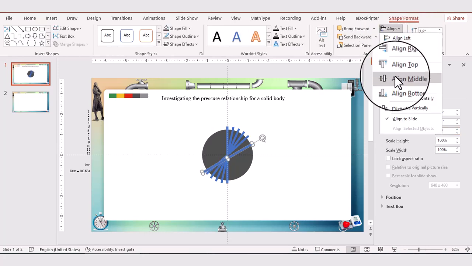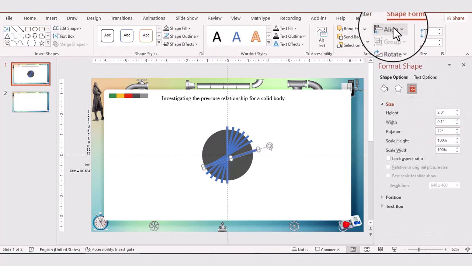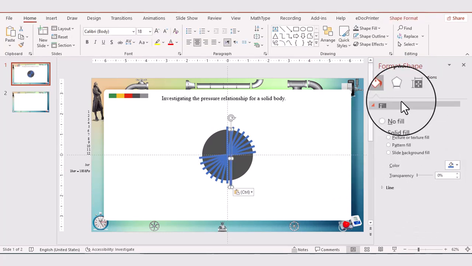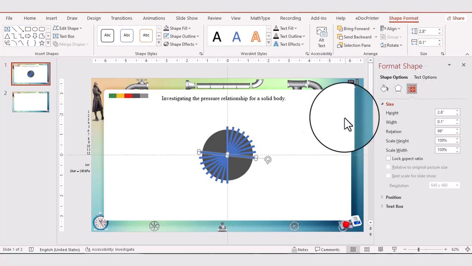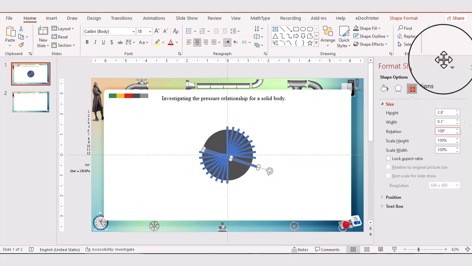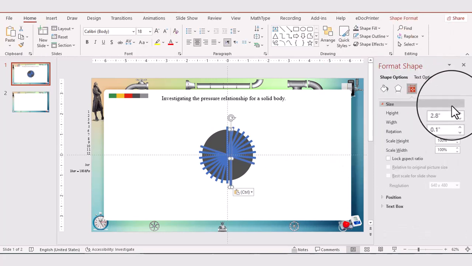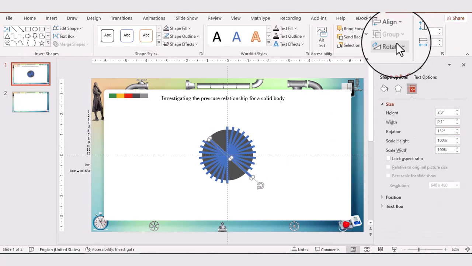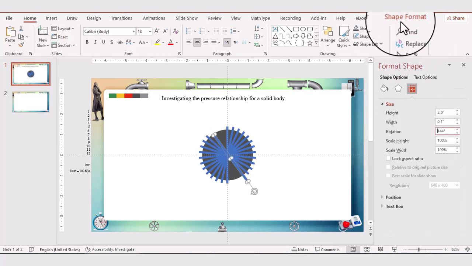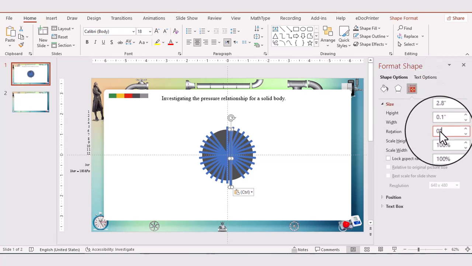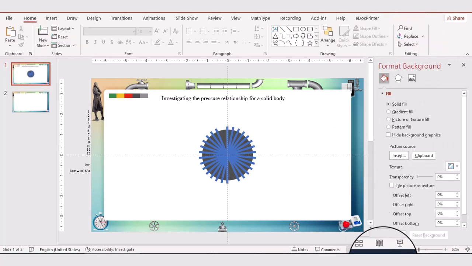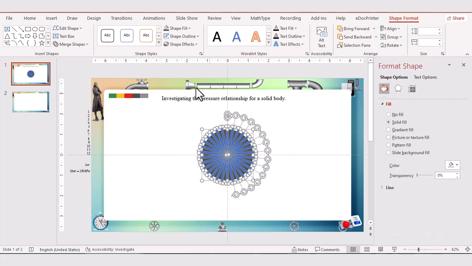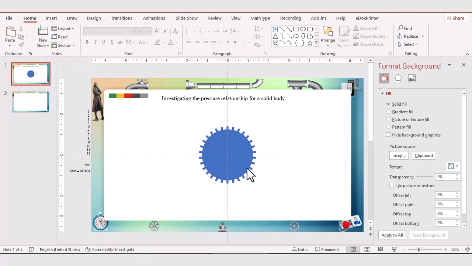We rotate the rectangles by a factor of 12 degrees, and we place them in the center of the slide. OK, now select all the shapes together to make them a unified shape.